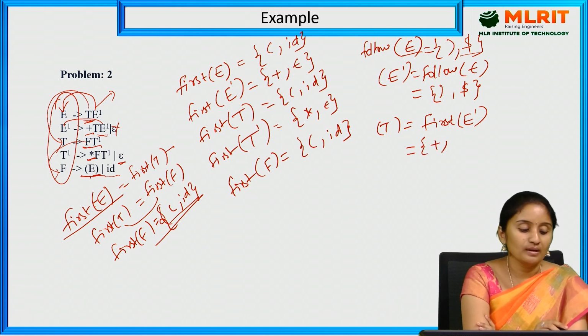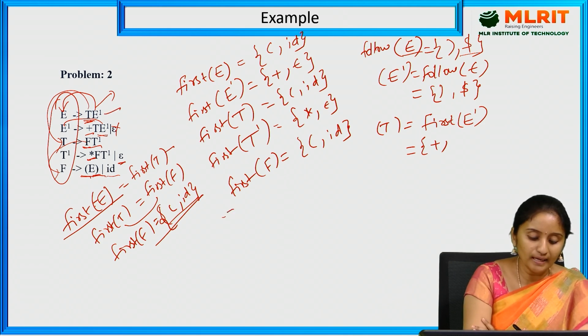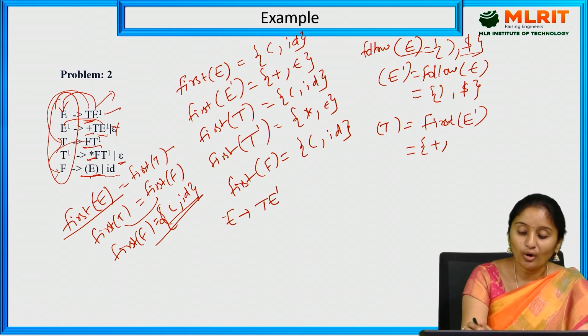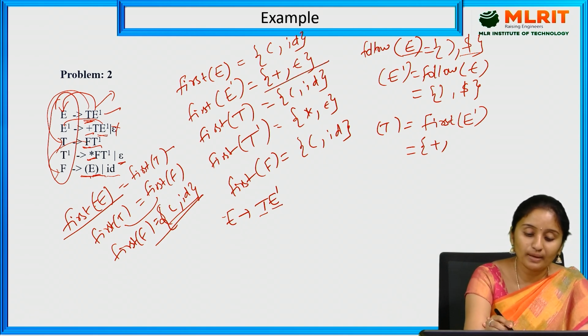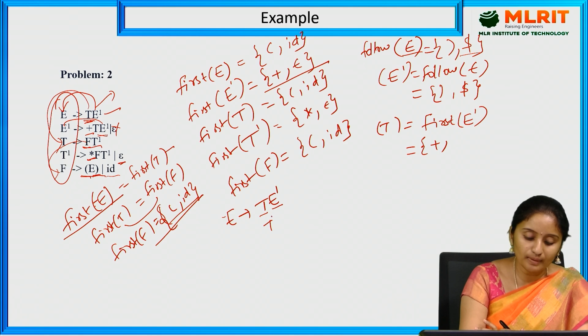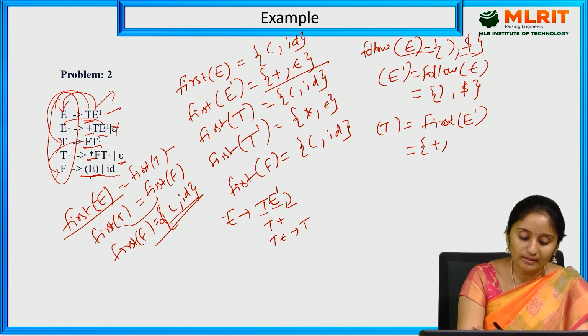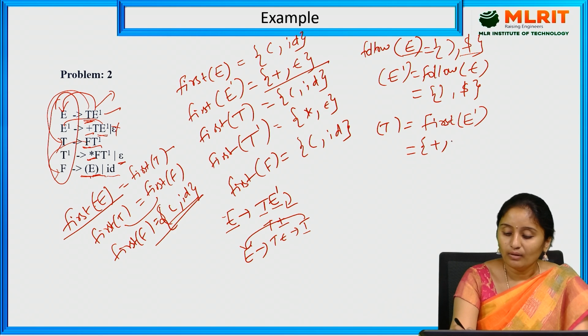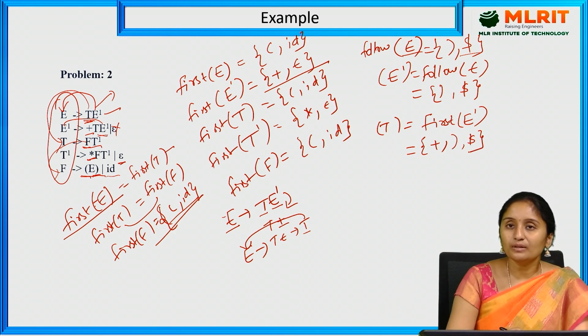Epsilon should be replaced. See here, this production I have taken. E produces T E dash. Follow of T is nothing but first of E dash. E dash means what I am having? Plus epsilon. So I can write this statement as T plus T epsilon. T epsilon is nothing but T. So follow of T, one time I got plus, and one time follow of T is nothing but what it is following? Follow of E. So what is follow of E? Close bracket, dollar.